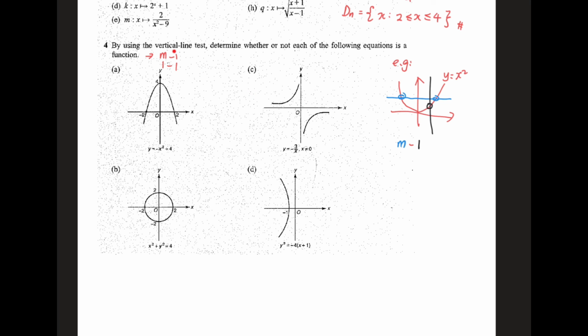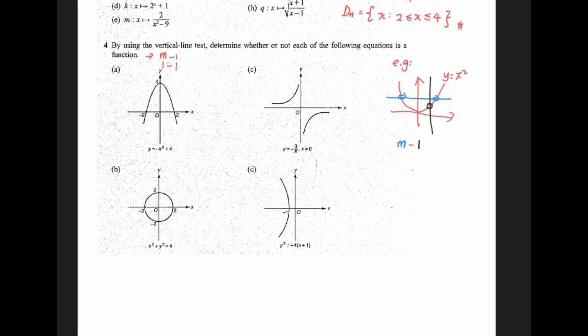And if you come back to this question, maybe you're wondering, how come they just want to use the vertical line test? The reason is here, no matter whether it is many to 1 or 1 to 1, the 1 at the back is because of the vertical line test. As long as the vertical line intersects the graph at 1 point, then the relationship will be either many to 1 or 1 to 1.